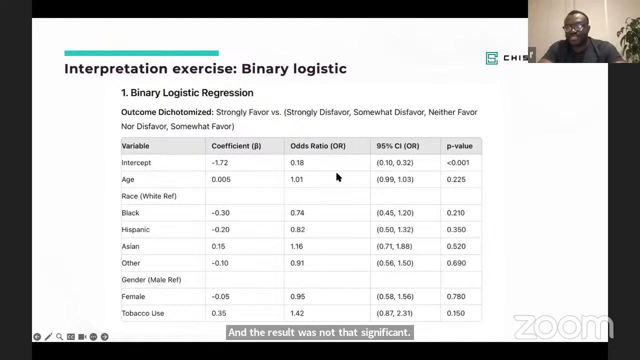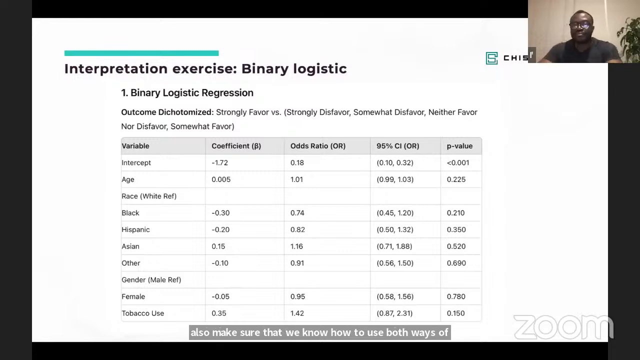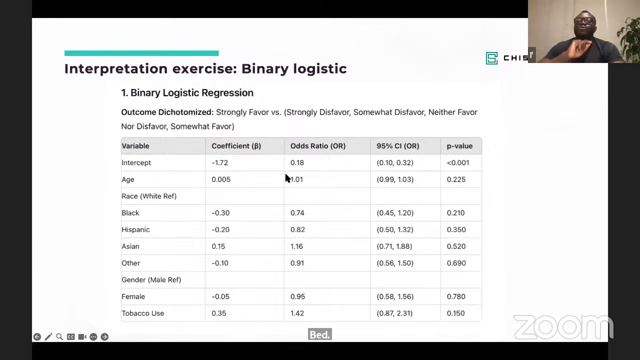But who wants to interpret it in the other way, just based on the absolute value of these odds ratios? We don't want to say 1% higher odds. And that is correct, by the way. But we want to also make sure that we know how to use both ways of interpreting it, both the relative way and the absolute way. So do we need another volunteer to interpret it, not the relative way of saying 1% odds, but using explicitly this number, 1.01. We want 1.01 to appear in your answer.